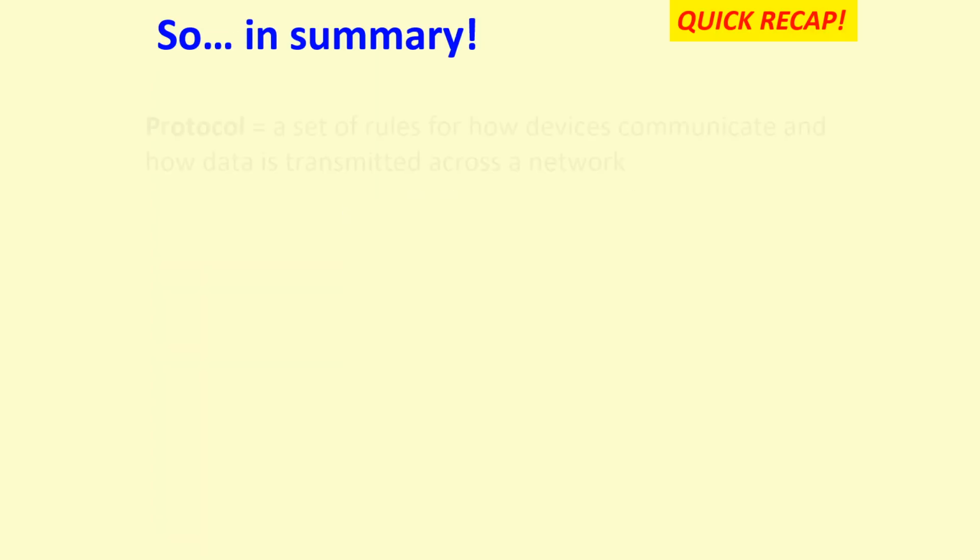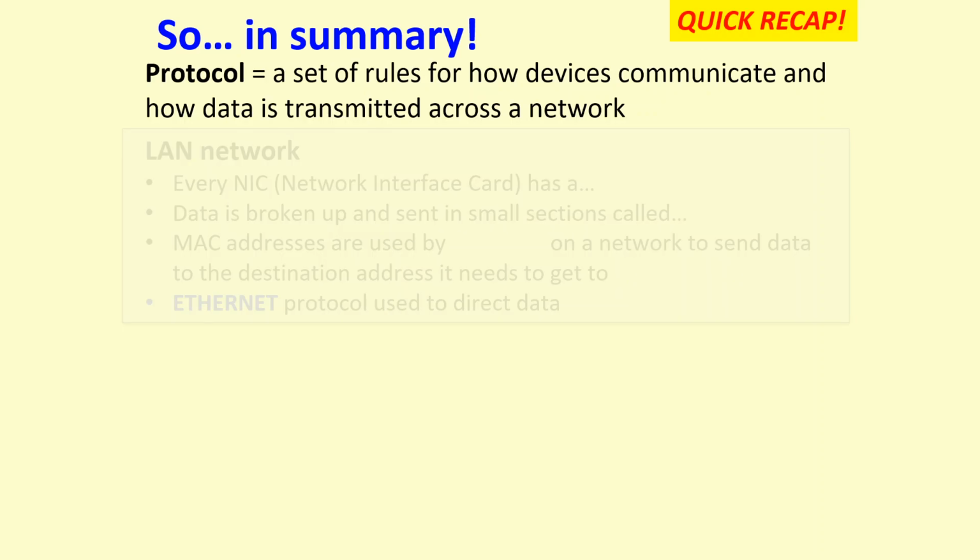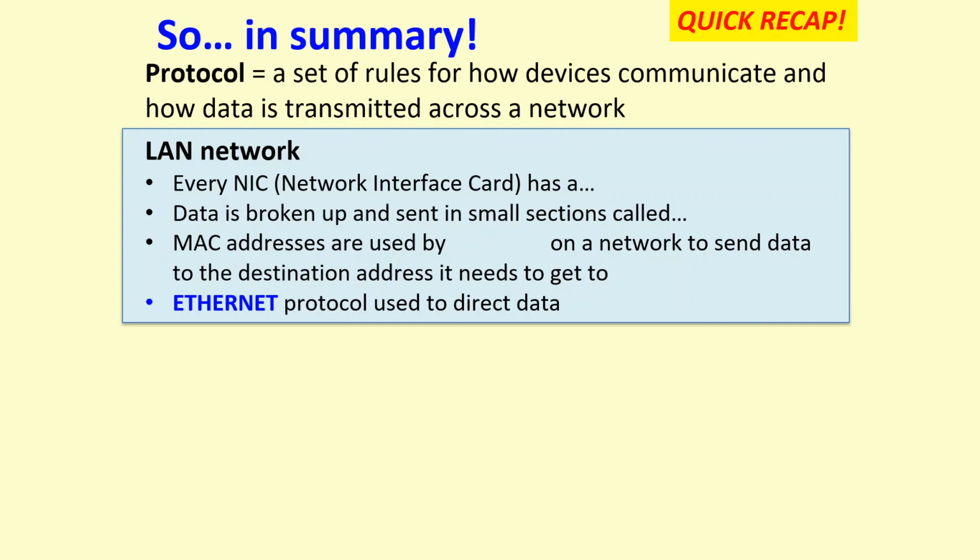Quick recap just before we do this. Remember, we've talked about protocols, a set of rules for how devices communicate and how data is transmitted or transferred across the network. We know on a LAN, we have a network interface card. Data is broken up into frames, and we have MAC addresses assigned to the network interface card. MAC addresses are used by switches to send data to its destination, and the Ethernet protocol is used to direct data.